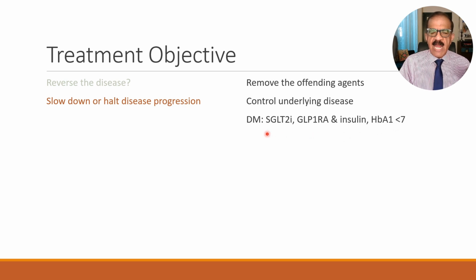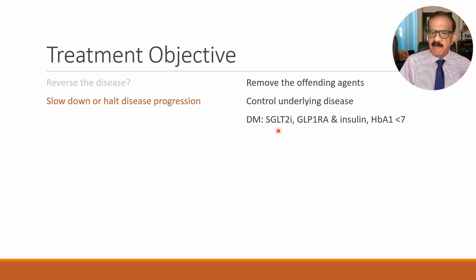And all anti-diabetic agents are not equally good here. Particularly, I like to mention SGLT2 inhibitors, which are nephroprotective, renoprotective, so they should be used. GLP-1 receptor agonists, they also have shown some benefits in kidney disease, or at least they do not have any adverse interaction, and of course insulin.